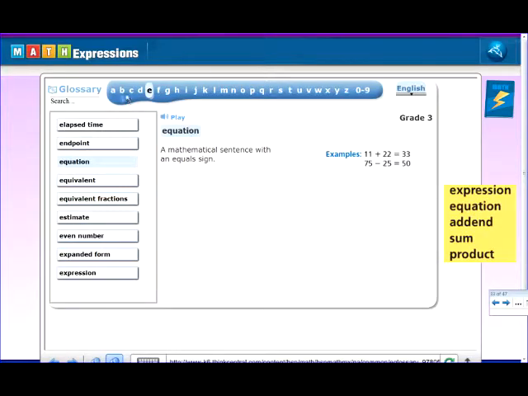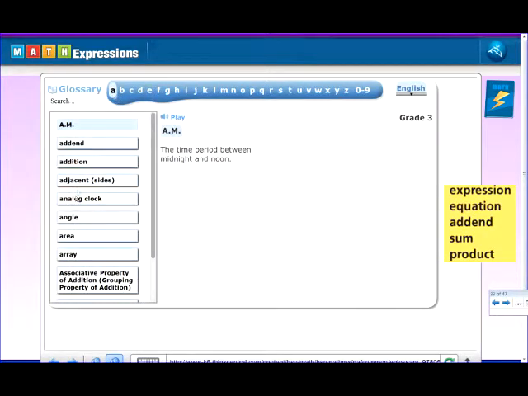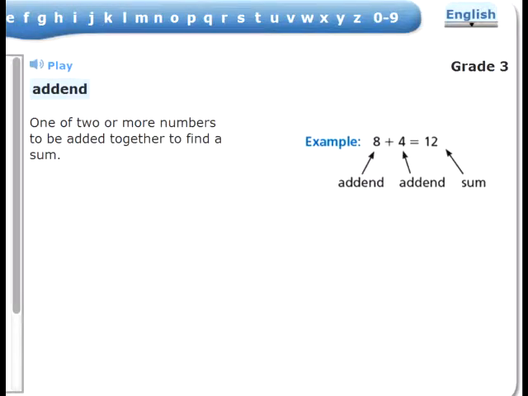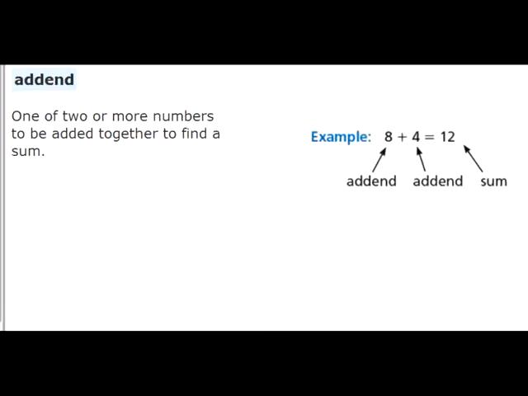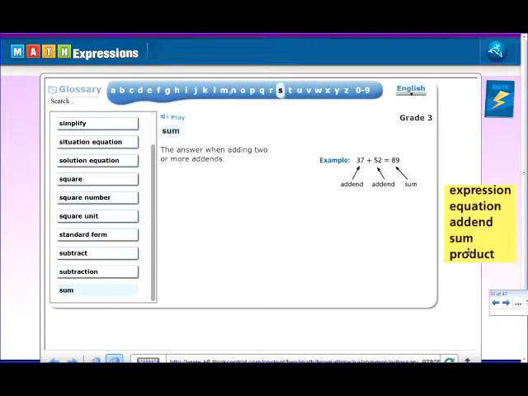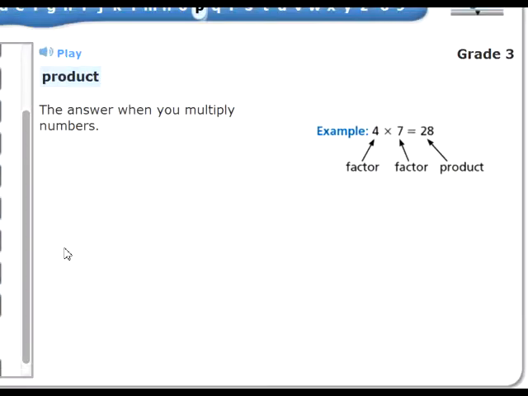Well, let's remind you what an addend is. An addend is 2 or more numbers that are added together to find a sum. The addends are the 2 numbers that we add together, and that equals the sum. Well, there's sum. We don't even have to look that one up. What's a product? Do you remember what a product is? The product is when you multiply 2 factors, you get the answer. The answer is the product in multiplication.